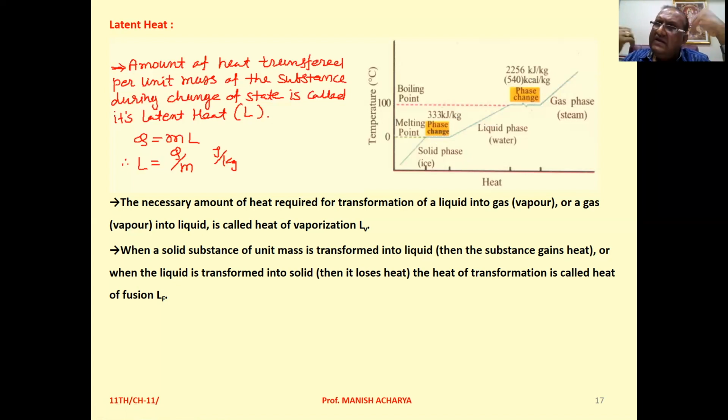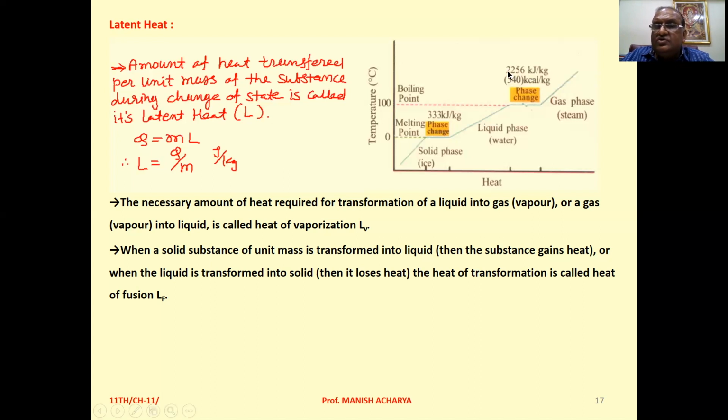Keep this in your mind: heat is constantly supplied. Now the heat supplied to it is absorbed by it and utilized to raise the temperature of this water up to 100 degrees Celsius. And now at 100 degrees Celsius, the phase change will take place. Now the water will be converted into steam. But the temperature will remain constant at 100 degrees Celsius, because the heat absorbed by it is utilized to change the state.